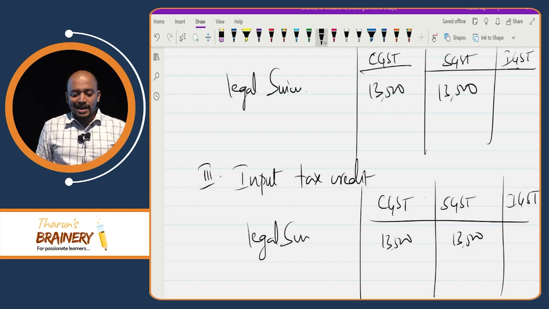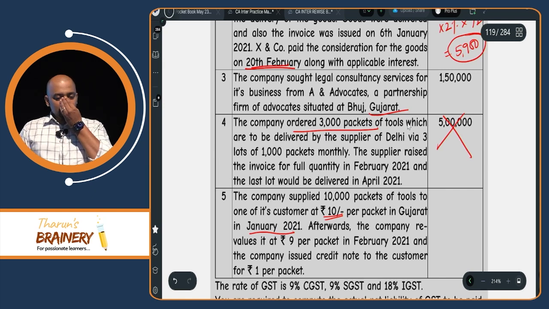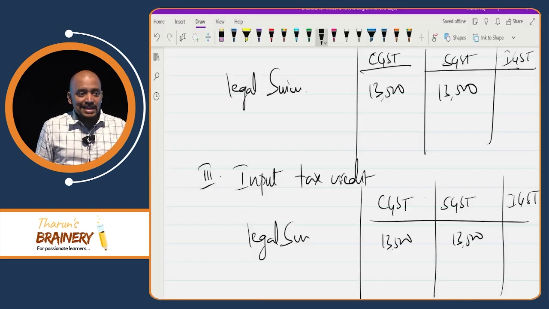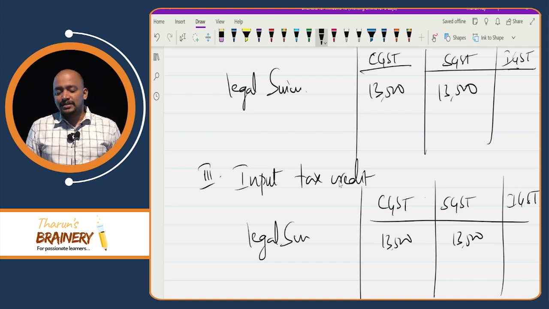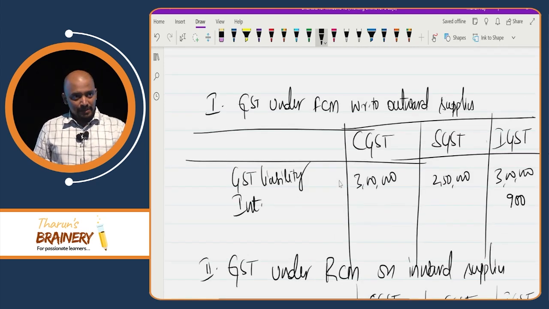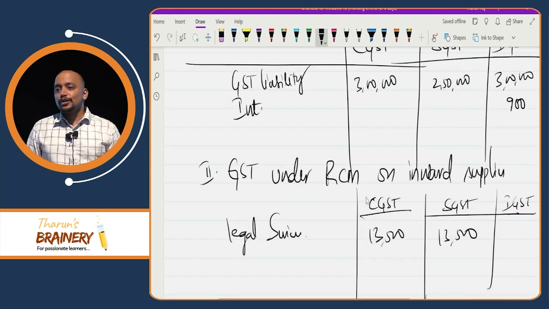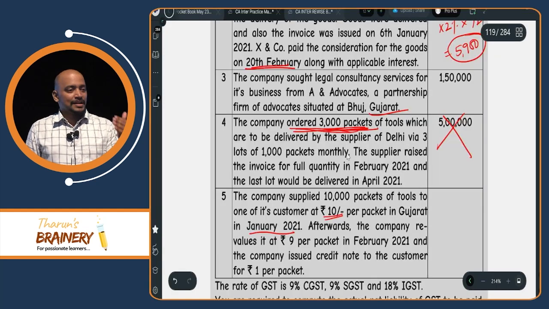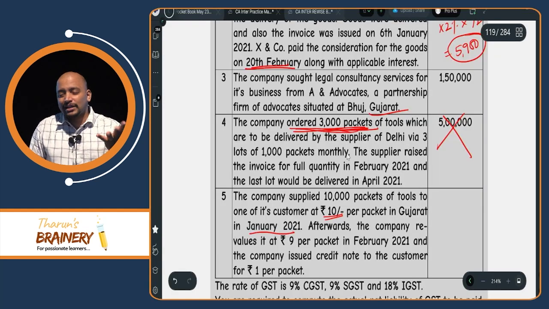Now the next transaction. ITC is available only on receipt of last lot. So it should come in which statement? Inward supply, outward supply, inward supply. So it should come in statement number 3. Statement number 1 is outward supply. Statement number 2 is also inward supply under RCM. Statement number 3 is input tax credit. So this is your inward supply. On this inward supply you cannot take ITC.